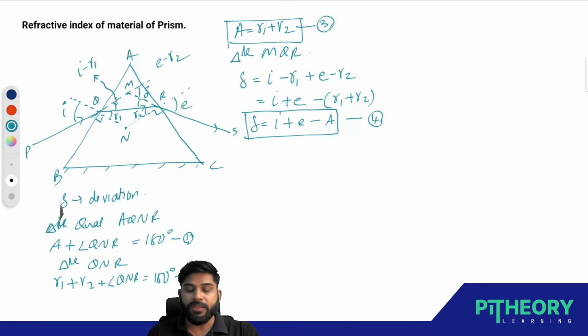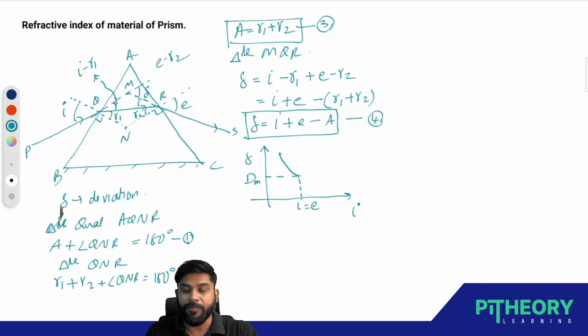Now in this case, we need to consider the relationship between the angle of incidence and deviation. For a small angle of incidence, the angle of deviation will be large. If the angle of incidence increases, the angle of deviation decreases. For one particular value of the angle of incidence, the angle of emergence will be equal to the angle of incidence, and the angle of deviation will be minimum. Beyond that, if the angle of incidence increases, the angle of deviation also increases.